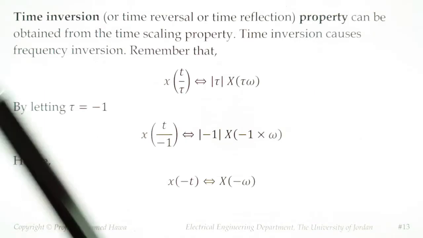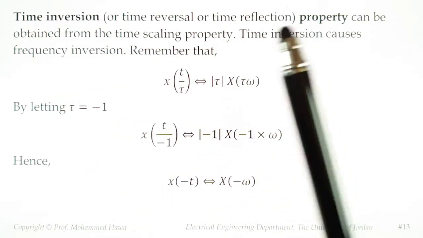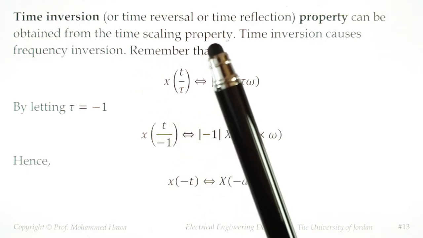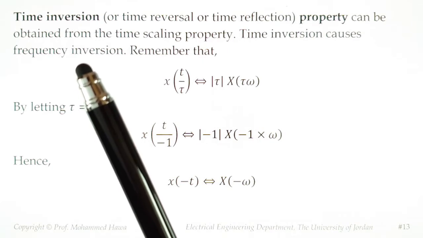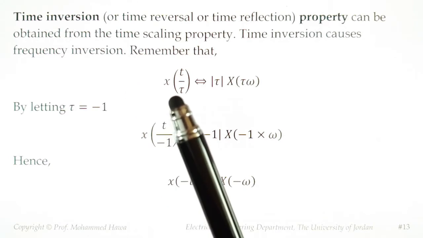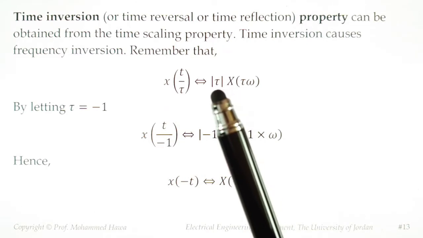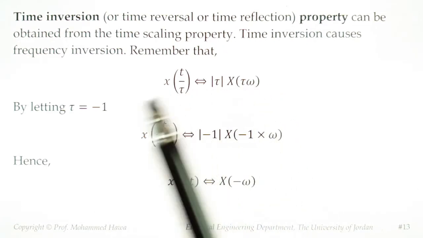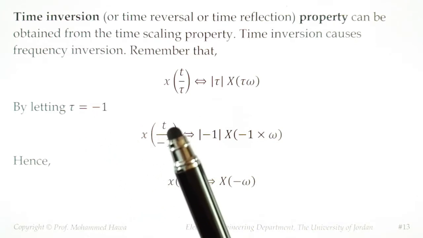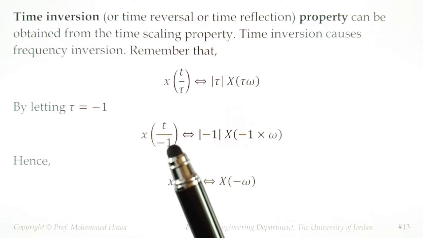The next property is time inversion, or time reversal, or time reflection, which can be easily obtained from the time scaling property. Notice that if you do time inversion, what you will get is frequency inversion in the frequency domain. Let me show you the proof. Remember that the time scaling property says the Fourier transform of x of t over tau is absolute value of tau X of tau omega. Now let's substitute tau equals -1. So we get x of t over -1, that's x of minus t, that's time reversal or time inversion.